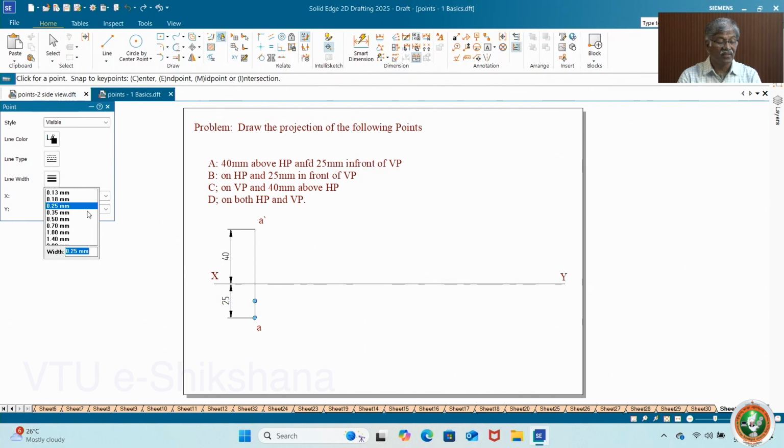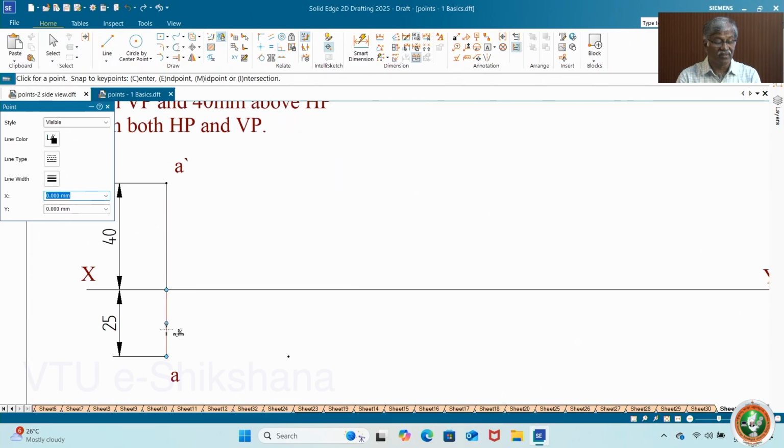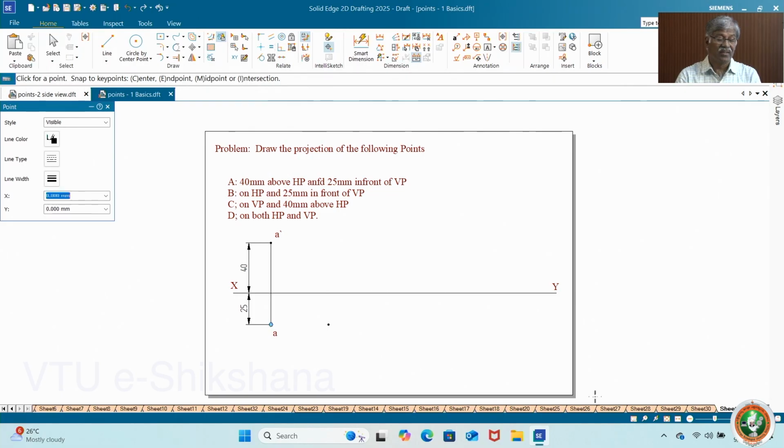Here the width is 25. We are not getting for the 2 mm width, but I will keep little higher, say 50, and mark. Better you keep black only, because you work for class work and exam, black only. Now see, this is how you get, just you can see the dot here, 40 mm above HP, 25 mm in front of VP. Okay, so this is about the problem point A.